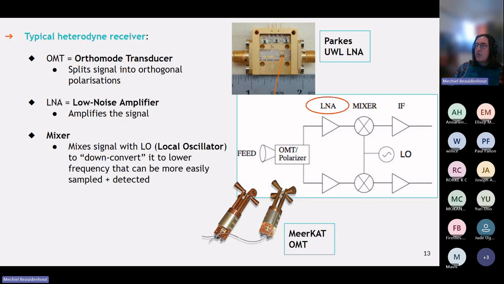From the orthomode transducer, the signal goes to an LNA, which is a low noise amplifier, which just amplifies the signal. From there it goes to a mixer, which mixes the signal with the signal from a local oscillator in order to down convert it to a lower frequency that can be more easily sampled and detected. Then it goes to the rest of the detection system, which we'll talk about in a bit.